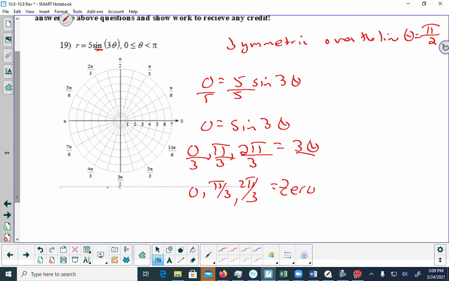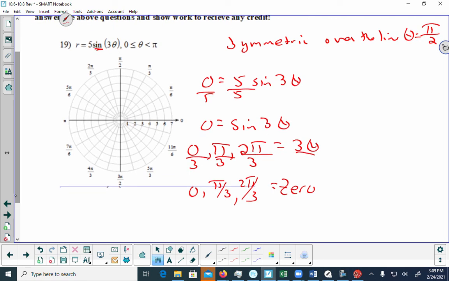That's a good start. Remember, graphing a 0 on a polar graph does me absolutely no good because it's going to be right here every single time. It doesn't help me whatsoever.